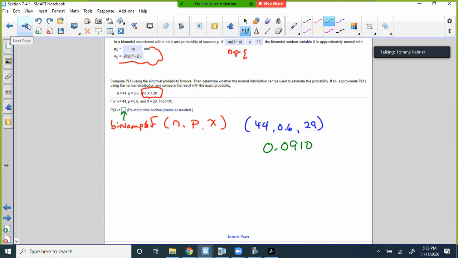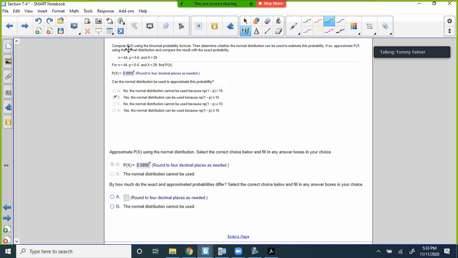Now if we go to the next page, which really has the rest of the problem, here's the 0.0910 that we just calculated by doing a binom PDF. Can the normal distribution be used to approximate this probability? We've done it with a binomial probability distribution, but can we do a normal? Well, in order to do a normal, n times p times q has to be greater than or equal to 10.